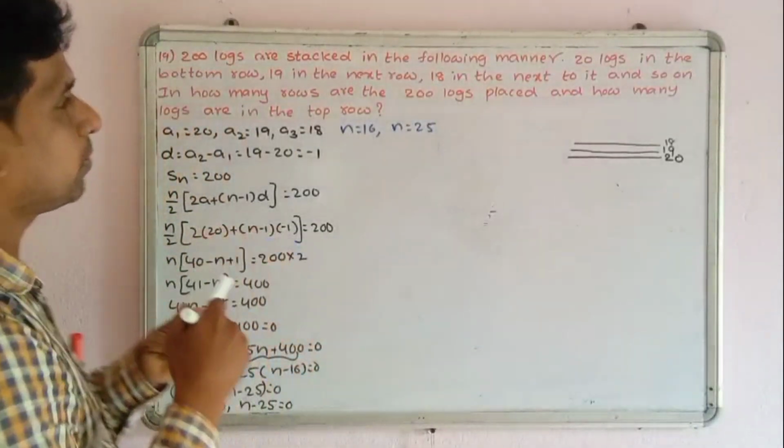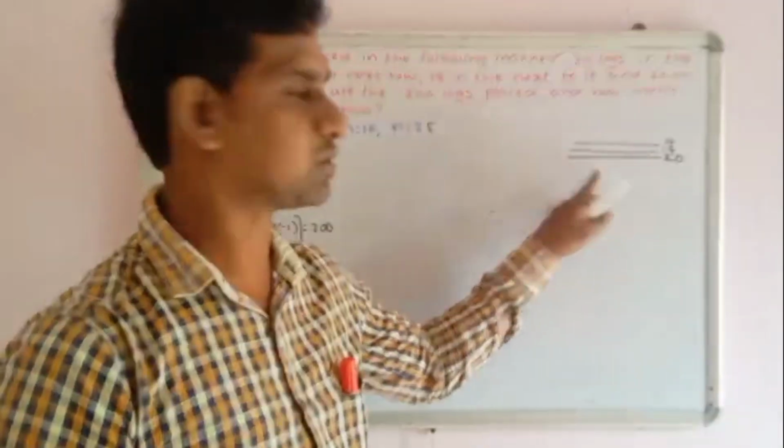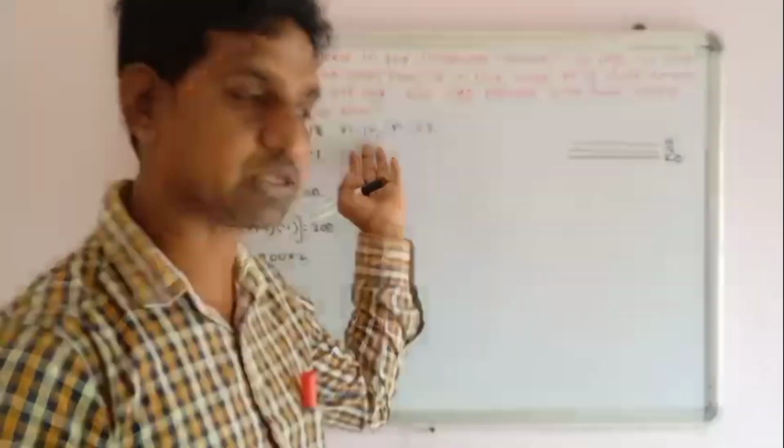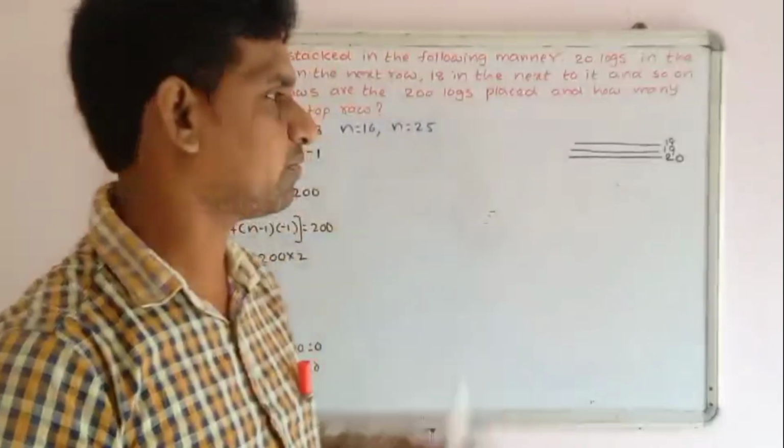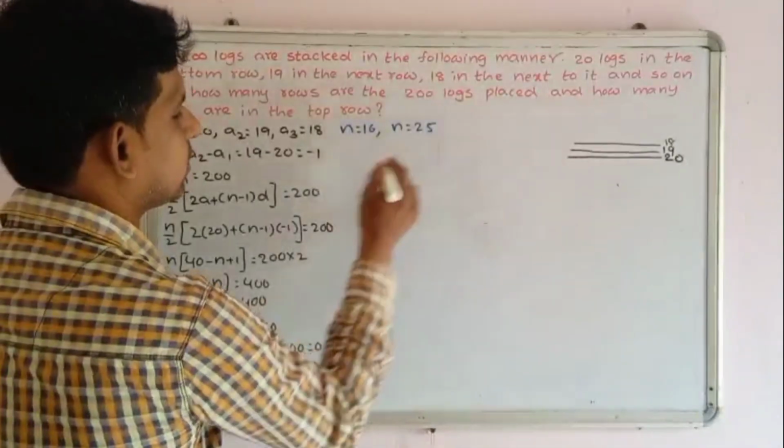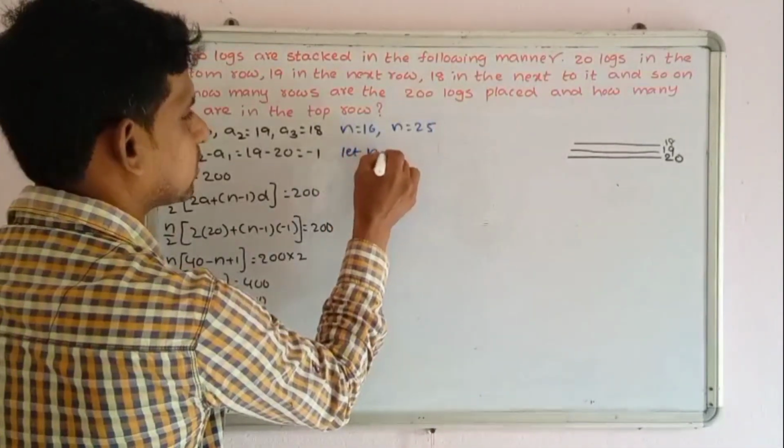If n, so how many rows? N is nothing but number of rows. Here two types of rows are possible. N equal to 16 is one possibility, n equal to 25 is another. Let us suppose n equal to 25. So the number of logs is 25.